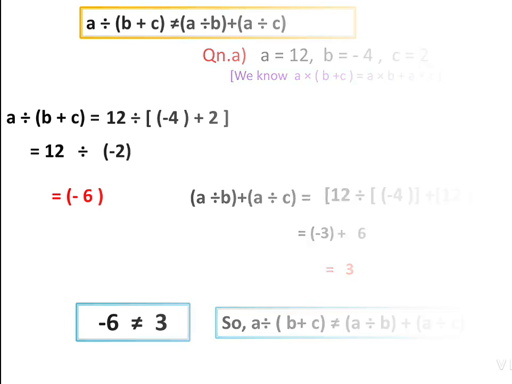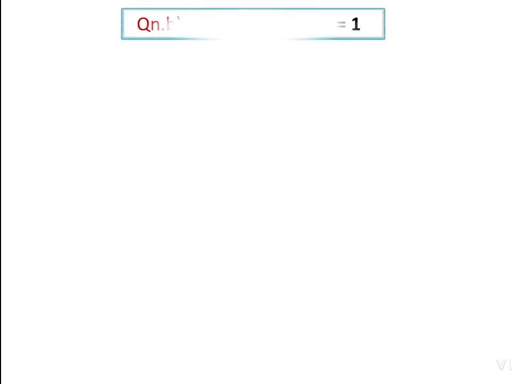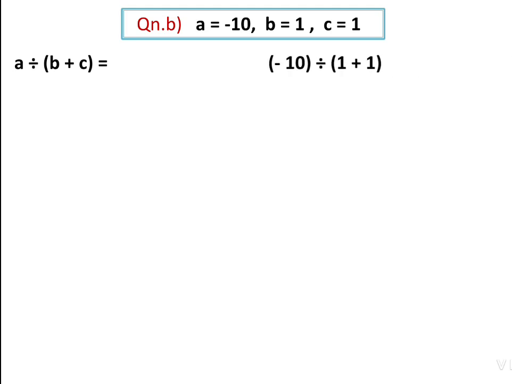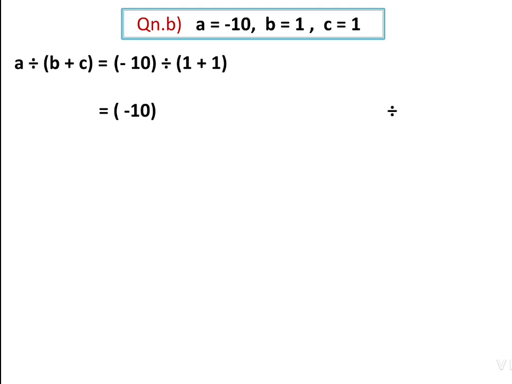Similar question is there, question number B. A equal to minus 10, B equal to 1, C equal to 1. We substitute these values in the same condition. That is A divided by B plus C. Minus 10 divided by 1 plus 1. Minus 10 divided by 2. That is minus 5.